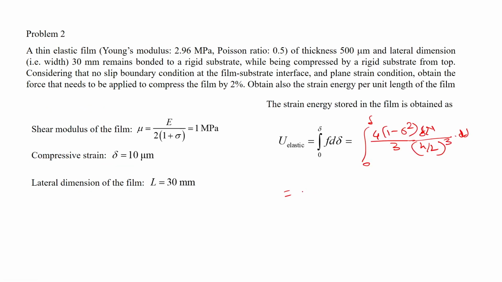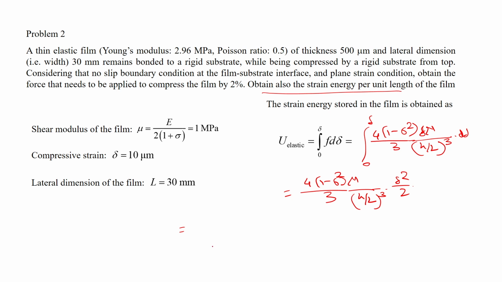So, this gives 4 into 1 minus sigma square by 3, and this is mu, this is H by L whole cube, and the integral of delta is delta square by 2. So, this is the elastic energy that remains stored. That is the energy that has been spent by this external load, so that is the energy that gets stored as strain energy in the film. So, that is the way it is.